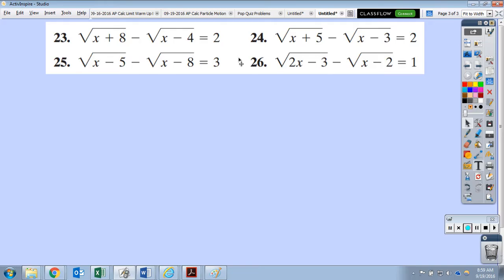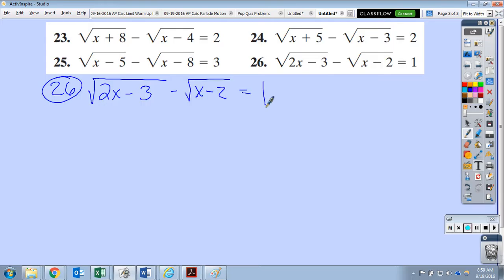All right. So which of these would you guys like to look at? 26 it is. 26 we have, all right, so this is one of the double radical problems. What would be the first step for this? Isolate one of them, right?